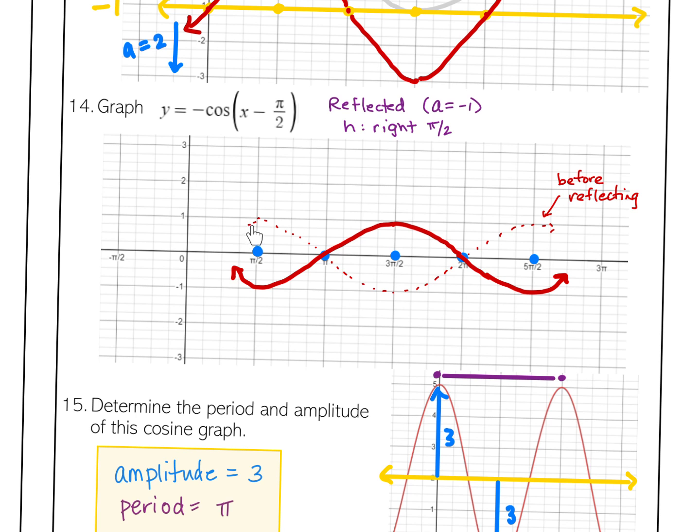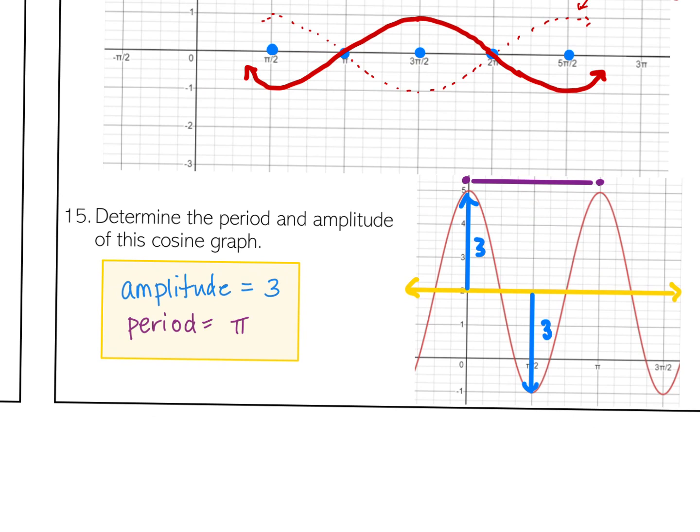I went ahead and drew in what this would look like if it was not reflected. Cosine starts at 1, 0, -1, 0, 1. And then I went ahead and reflected it. So this bold red line is our final graph. That's a reflection, and it is shifted to the right pi over 2 units.